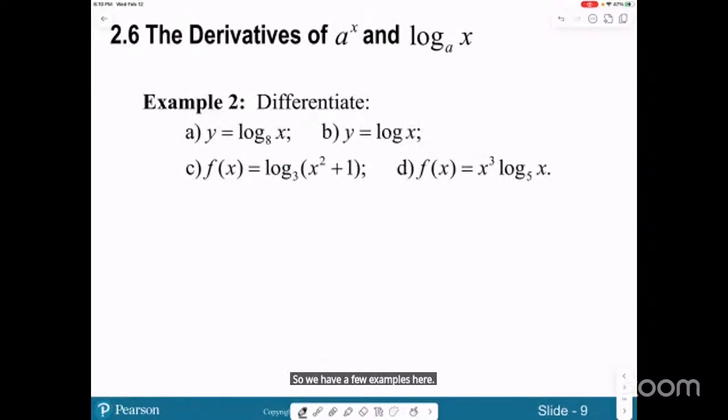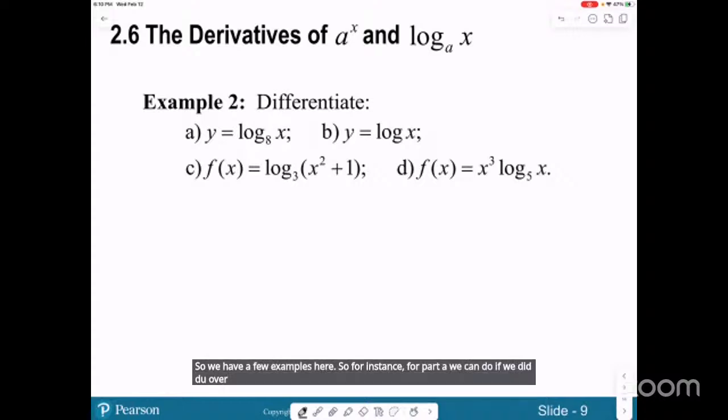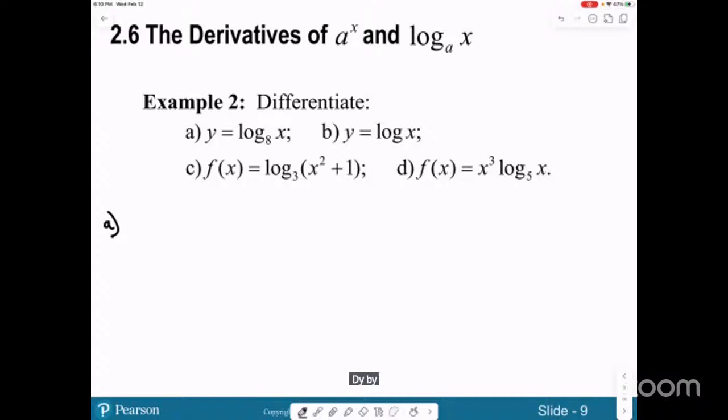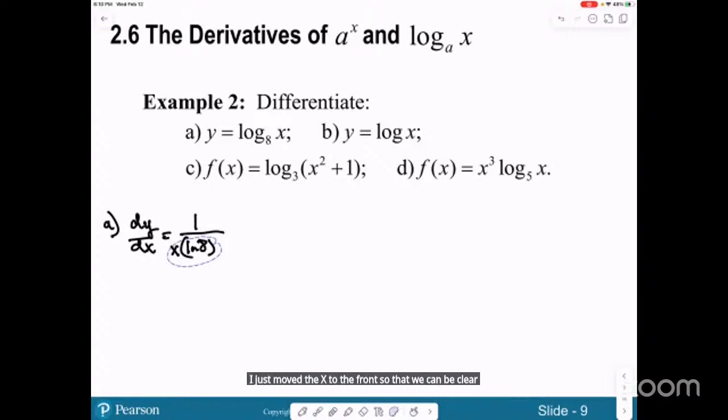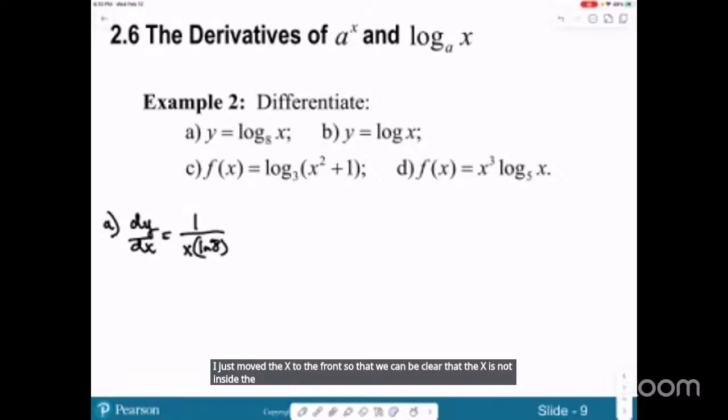So for instance, for part A, if we did du over u, that would just be 1 over x. So then we have to do that little caveat, right? So dy by dx would just be 1 over x times 1 over the natural log of 8. I'll put the x here. I just moved the x to the front so that we can be clear that the x is not inside the natural log. Okay.